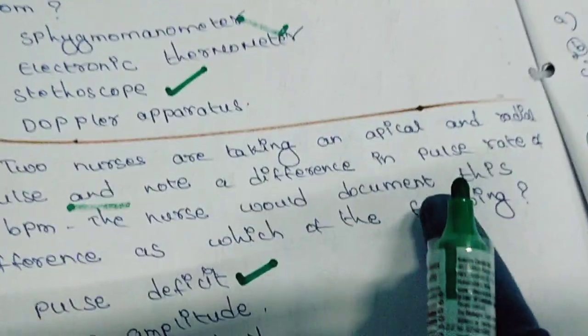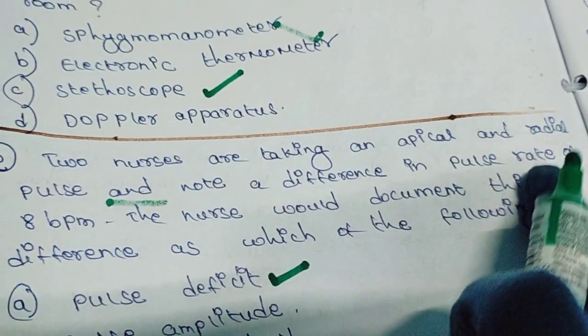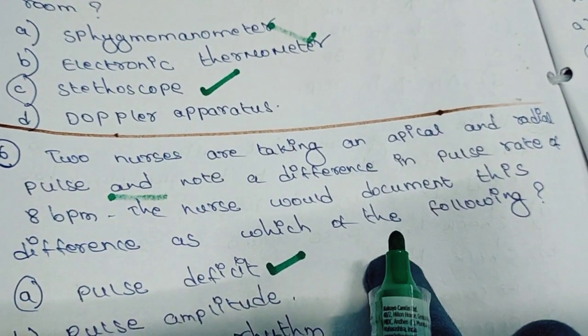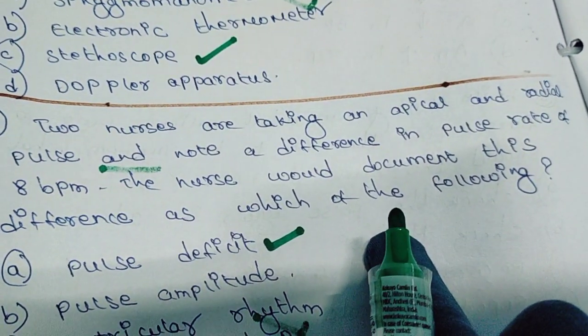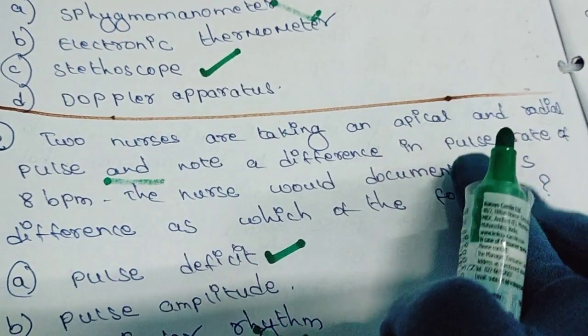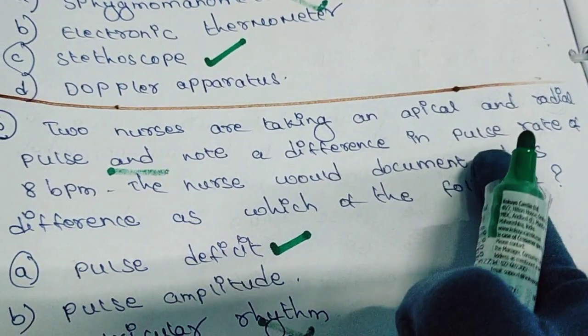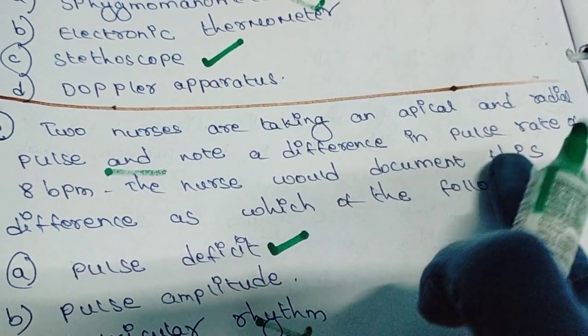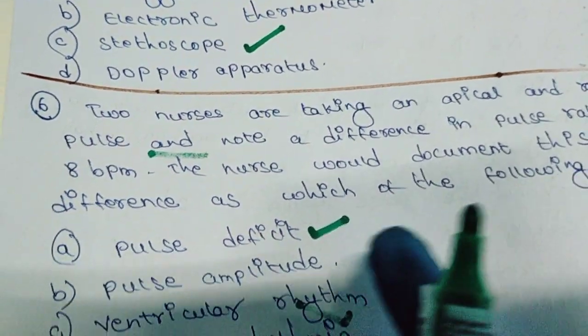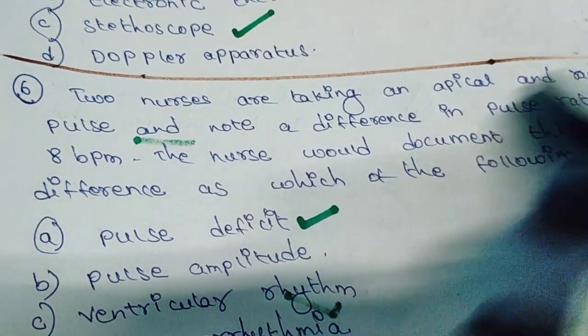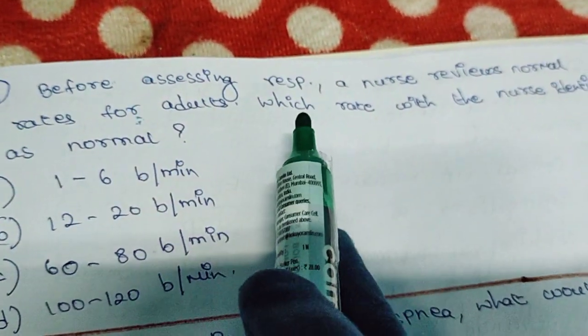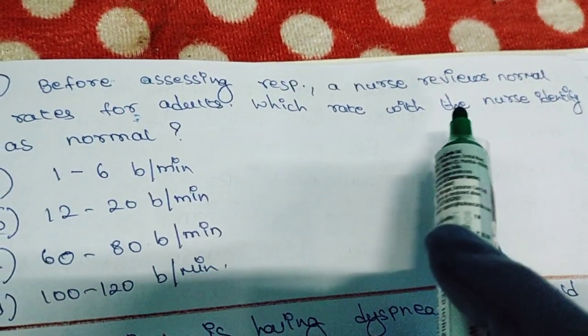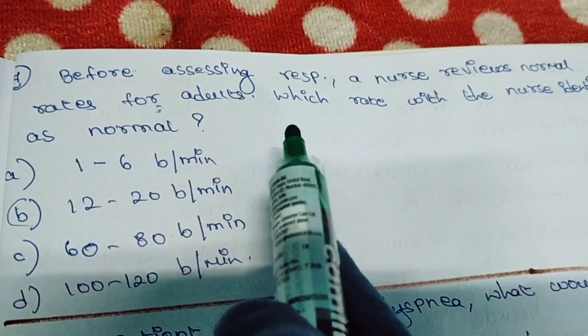The difference between the apical pulse and the radial pulse is known as pulse deficit. It is usually calculated by subtracting the radial pulse from the apical pulse. So it is called as what? Pulse deficit. Fine.